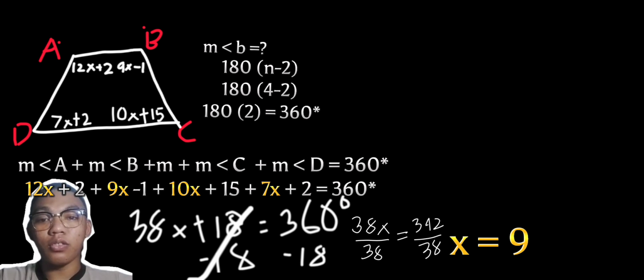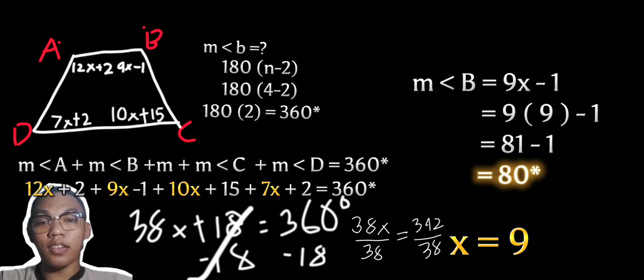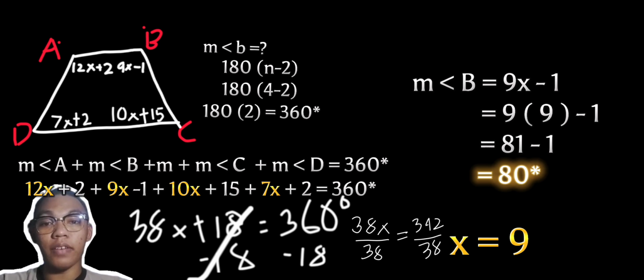So now that we have the value of x, we can calculate the measure of any angle. Our goal is to find the measure of angle B, and angle B is 9x minus 1, and x itself is 9. So 9 times 9 is 81, and 81 minus 1 is 80. And so this is the measure of angle B. It's 80 degrees.